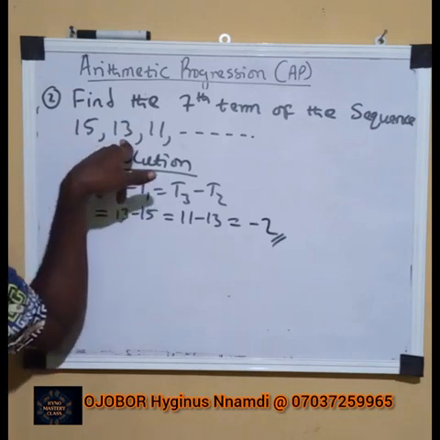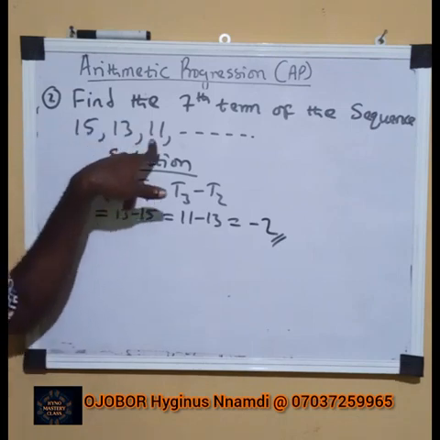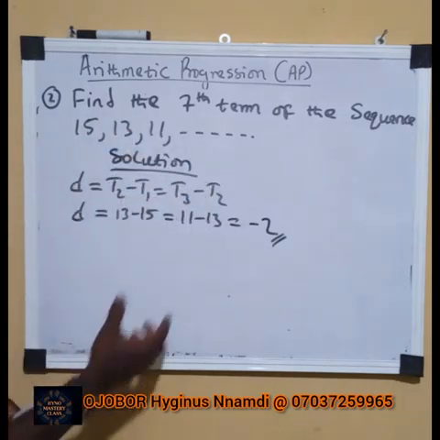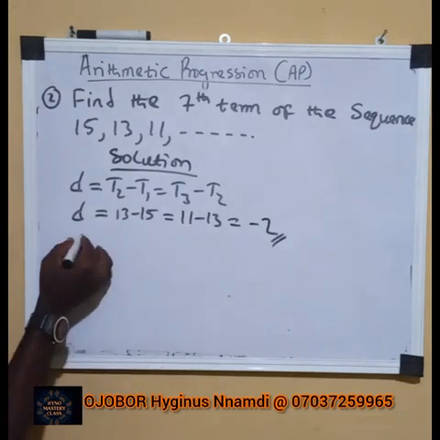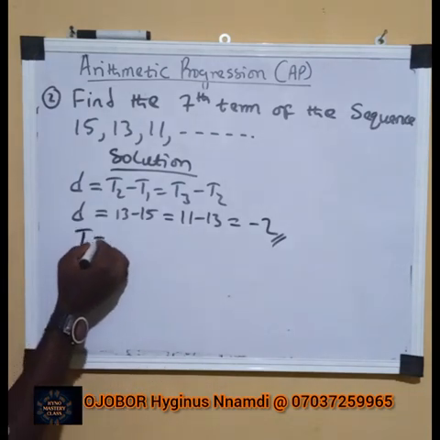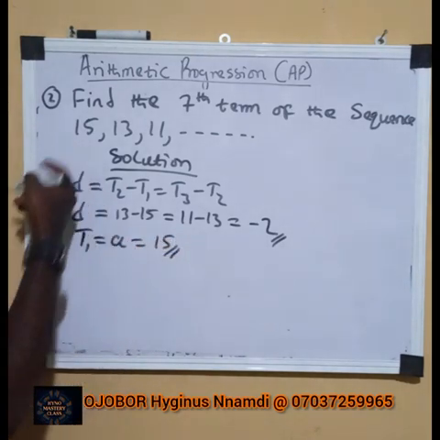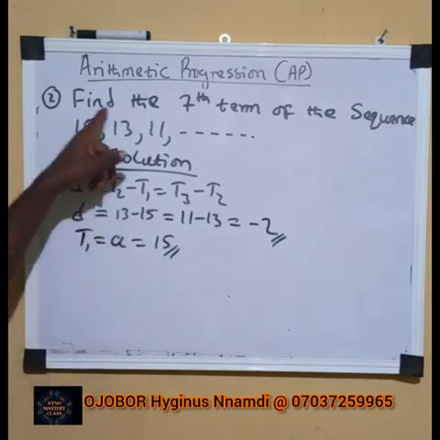The number we are going to add to 13 is also minus 2 to get 11, in that order. Okay, so having seen the common difference, the first term, which is a, is 15, as you can see. Then the question said we should find the seventh term.